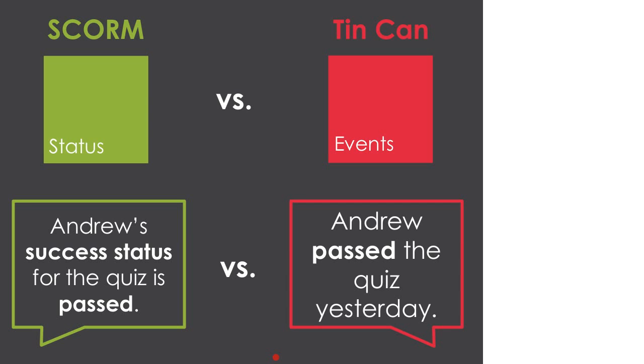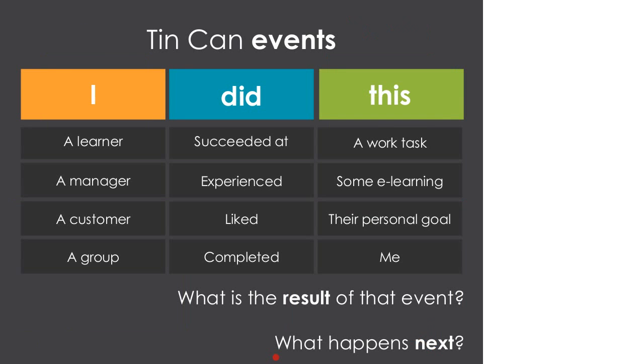And Tin Can is based on the activity streams standard. Activity streams you'll be familiar with if you use Twitter or Facebook or any social media. You have a wall or a feed or a news stories list or an activity stream, and all of that is using the activity stream standard to basically say somebody did something. We use the phrase in Tin Can, I did this.